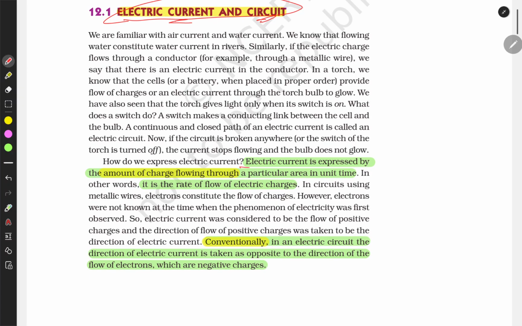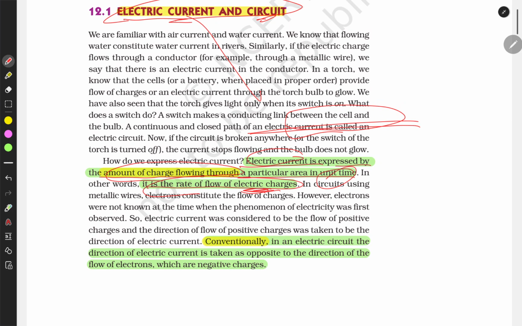What is the electric current? Electric current is expressed by the amount of charge flowing through a particular area in unit time. This is a wire, and the amount of charge flowing through it per unit time is expressed as electric current, and it is a rate of flow of electric charge. So electric current is a rate of flow of charge. Flow of charge is electric current. If there is no flow of charge, there will be no current.